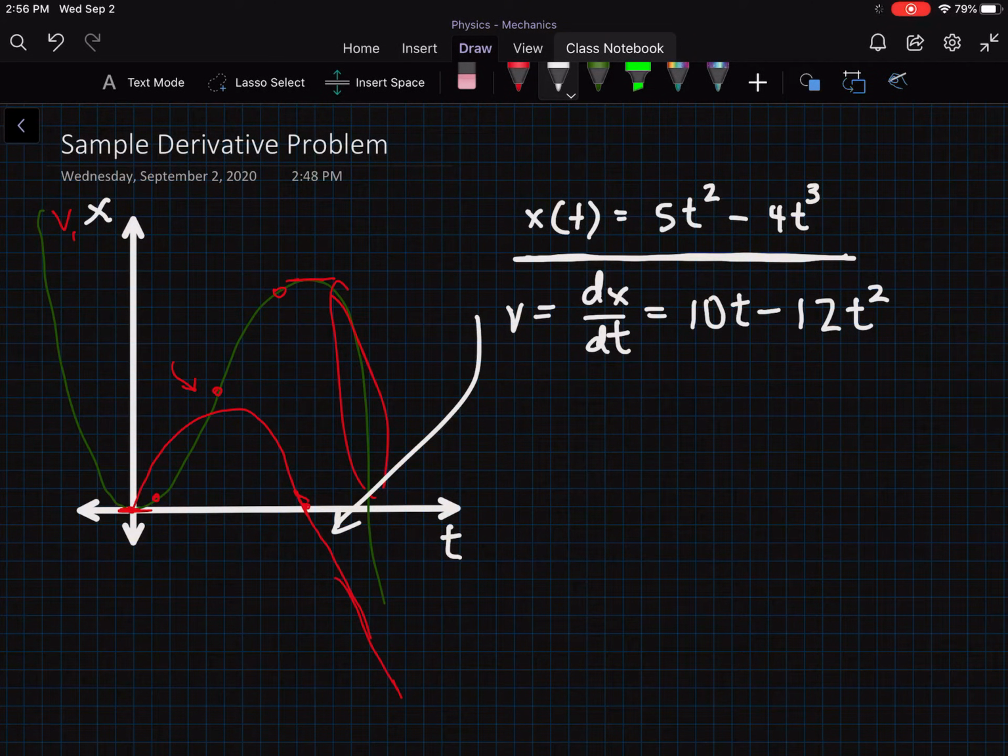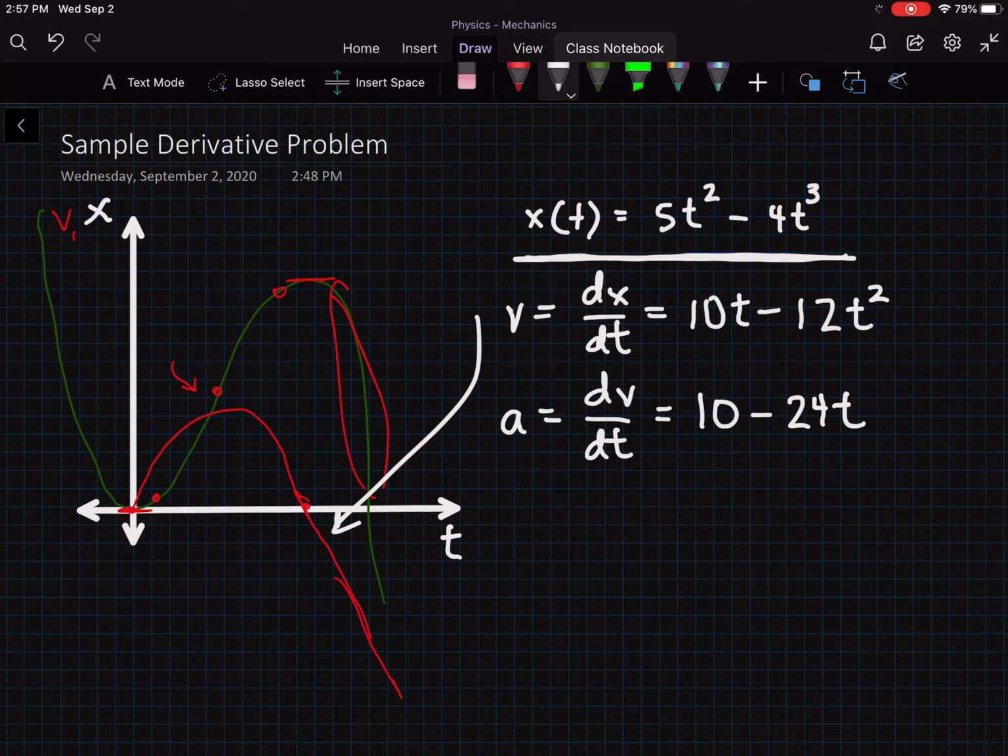And you can, of course, go through and do the acceleration as well. Remember that acceleration is dv/dt. And so if we take the derivative of the function we have for v up there, we just get 10 minus 24t, right? Okay, simple enough. Just taking some basic derivatives.